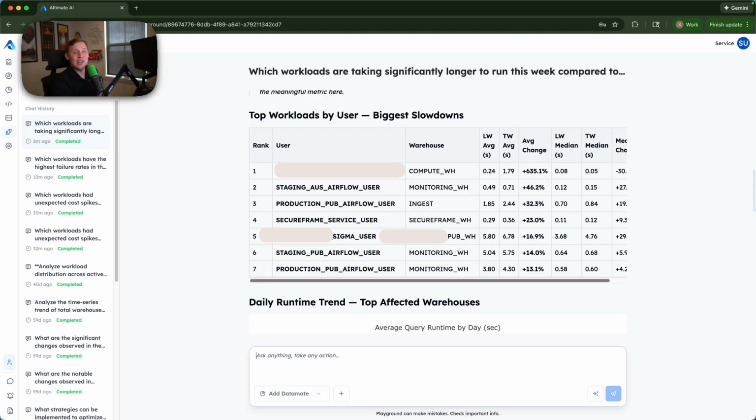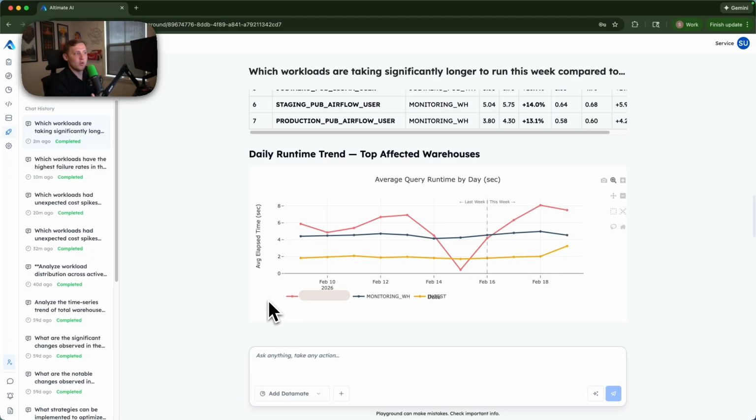So yeah, good information here about users, just to let you know what's going on with your user base inside of your company as well. We have a daily runtime trends. So we have average query runtime across a week there. So you can see that first warehouse, the red line there, dropped down and then jumped right back up. So something went on there on February 15th that might be worth taking a look at. And then obviously it went way back up afterwards, a bit above what it normally was. So something to just take a look at there.